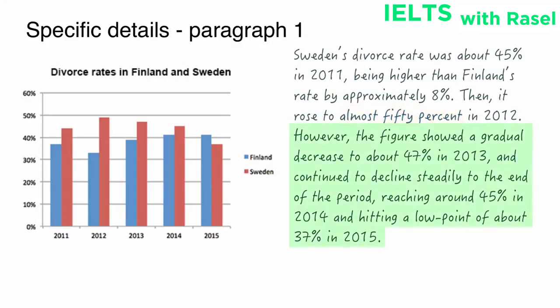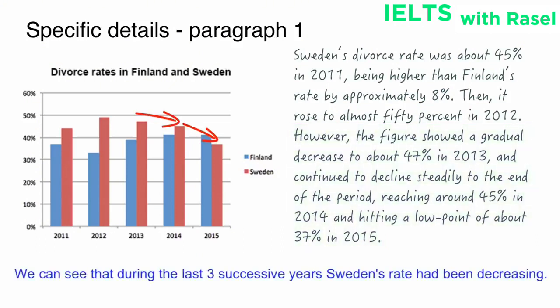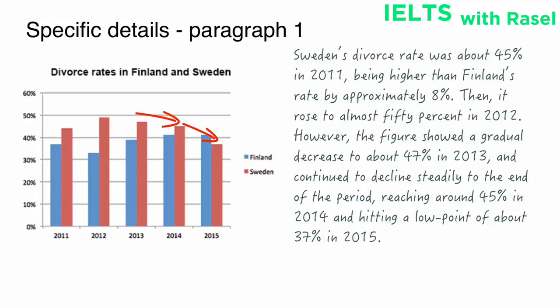And the last sentence in this paragraph is dedicated to Sweden's decreasing trend. At the end of the period, we can see that during the last 3 successive years, Sweden's rate had been decreasing. So I combine this information in the last sentence by writing, however, the figure gradually decreased to about 47% in 2013 and continued to decline steadily to the end of the period, reaching around 45% in 2014 and hitting a low point of about 37% in 2015.